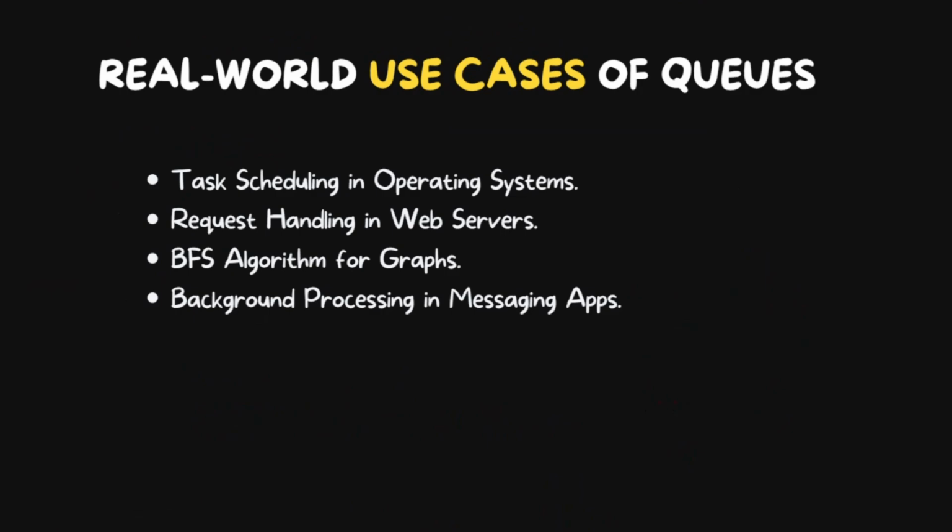Queues are extremely versatile. Here are a few use cases. First one is task scheduling. In operating systems, queues manage processes efficiently. Second one is request handling. Web servers use queues to handle multiple client requests. Third one is graph traversal. Algorithms like BFS rely on queues. Fourth one is messaging apps. Background processing often uses queues to manage messages. This example shows why queues are essential in programming.